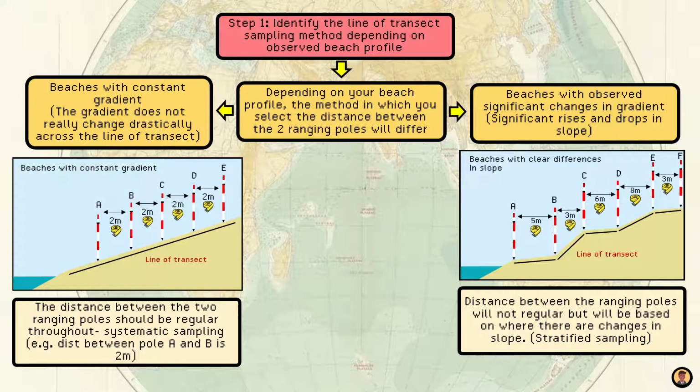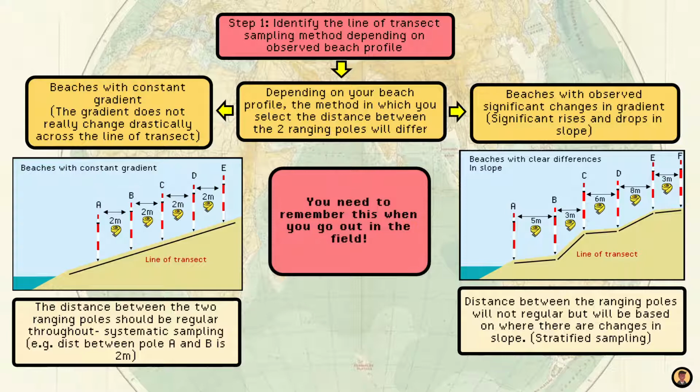So what you need to know is that firstly, when you go down to the coastal area, you need to be sure of what kind of beach you're dealing with. Does the beach actually have a constant gradient, or are there very clear differences in slope? This is very important because it will influence the distance between the two ranging poles, which we will be covering later. Alright, so you need to remember this when you go out in the field, because as I've mentioned earlier, when you choose an incorrect sampling method, you may actually miss variations within the slope, which is very, very important when you're trying to track down the changes in gradient or the beach profile in general.